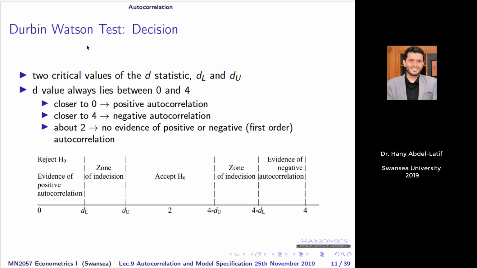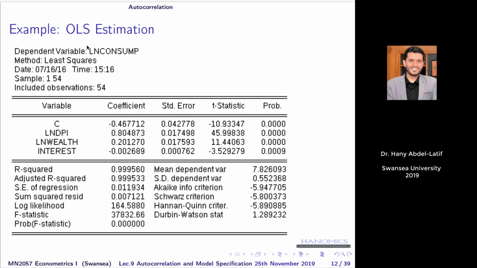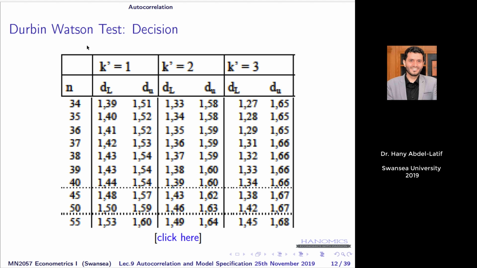And also notice these two areas that actually can make a decision between the D lower and D upper, between 4 minus D upper and 4 minus D lower. So between these areas, if your D statistic falls here, that means you cannot make a decision. So it's inconclusive. So what do we need now? We need to know these D lower and D upper.